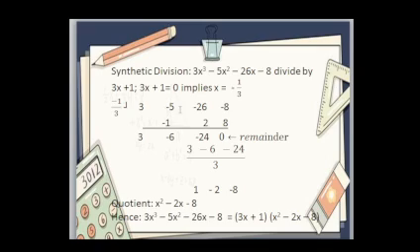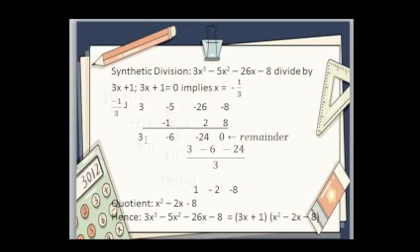3, negative 5, negative 26, and negative 8. There is no 0 because there is no missing term. It's complete. 3, 2, 1, and constant. So we will repeat the steps.